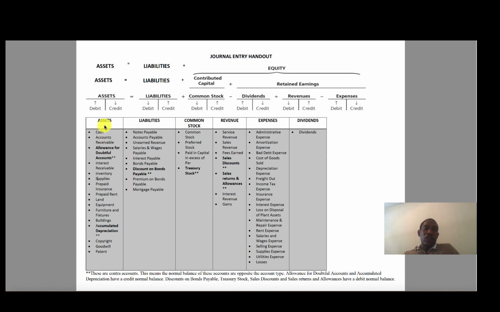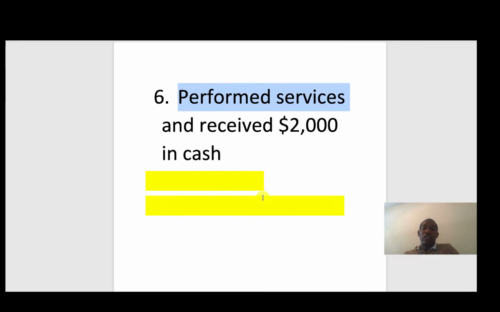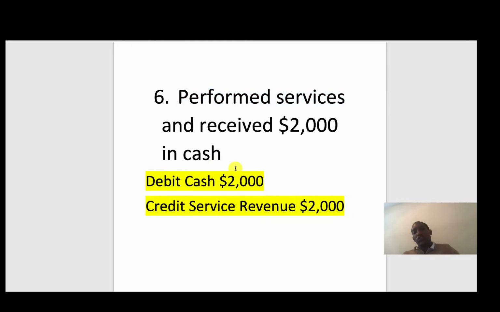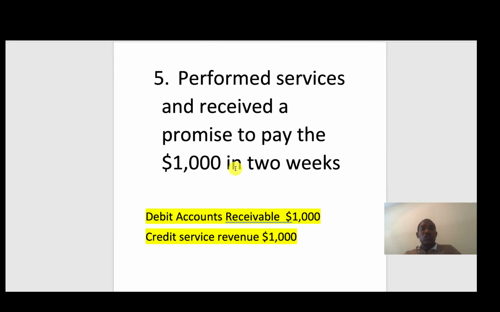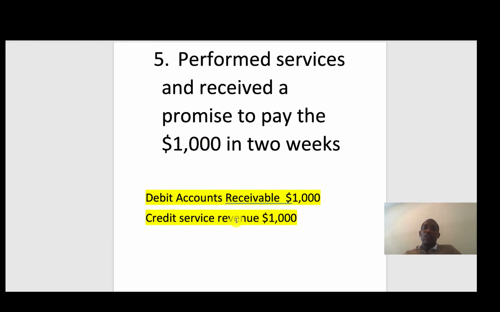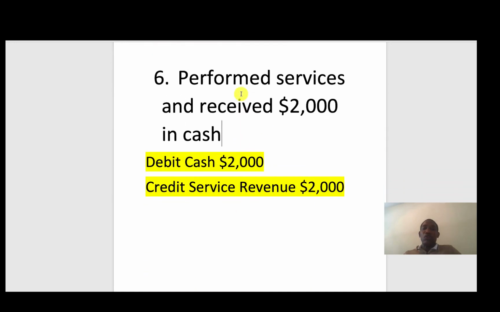So we look to the cash account. When cash is going up, what do we do to the cash account? Since it's an asset, we debit it. Service revenue is going up, right? What do we do to the revenue account when it's going up? We credit it. So we have here debit cash, credit service revenue. So 5 and 6, these are some entries you want to keep in mind. Whenever you perform services on credit, your entry is going to be debit accounts receivable, credit service revenue. Whenever you perform services for cash, you're going to debit cash and credit service revenue. In both cases, you're crediting service revenue because you did work.